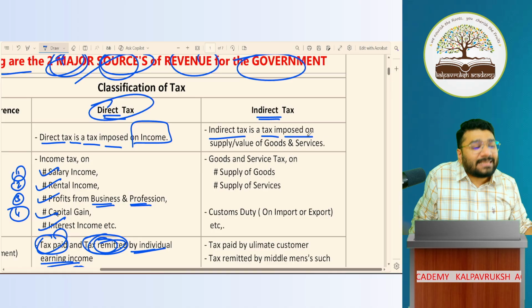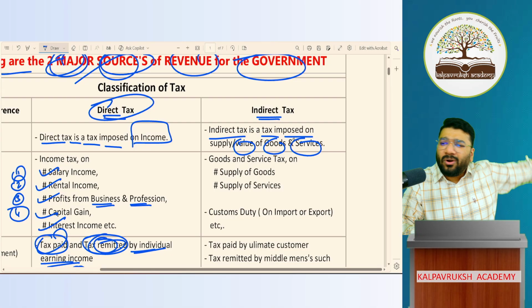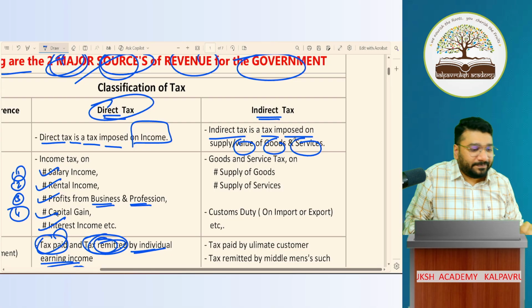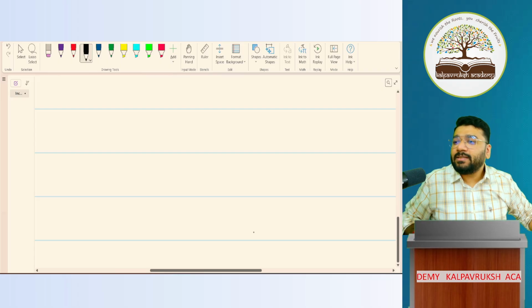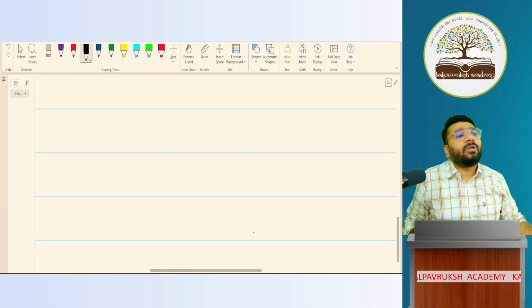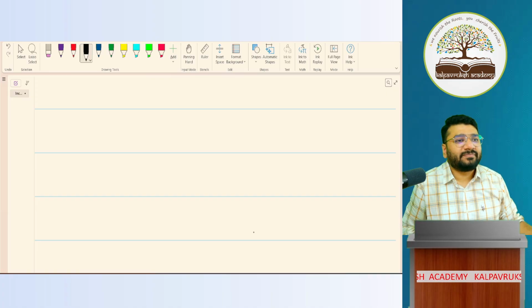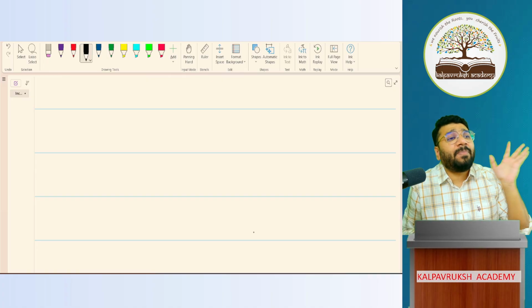Indirect tax is a tax imposed on the value of goods and services. Sir, what is indirect in this? Now understand, I'll give an example. Imagine there's a person who is earning a salary. How much annual salary? Tell me. 15 lakh? 15 lakh we'll take. There's a gentleman who's earning a salary of 15 lakh rupees per annum.